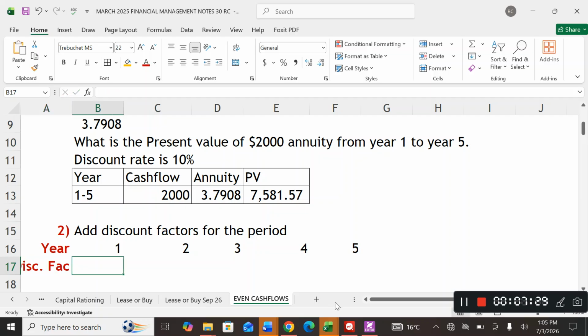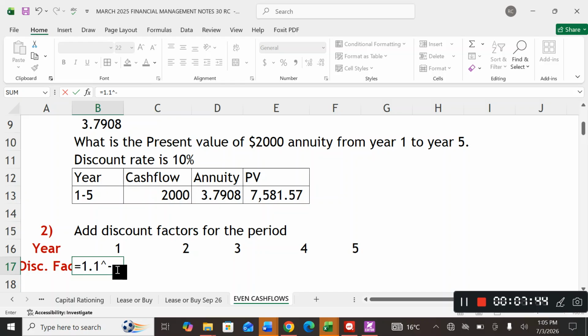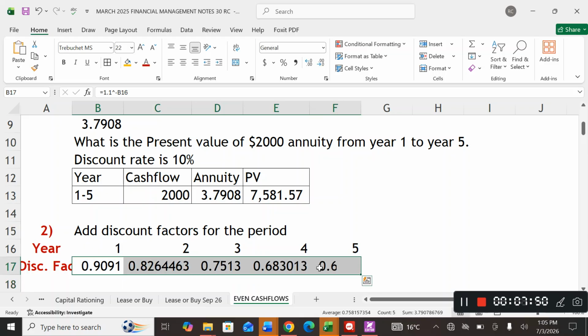So for me to discount at 10%, I'm going to have, let me try to make these ones appear. All right, discount factor 10% is equal to 1.1 to the power minus year. Right here I'm in year 1, so to the power minus 1. I drag up to year 5.